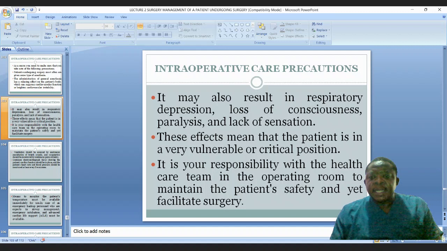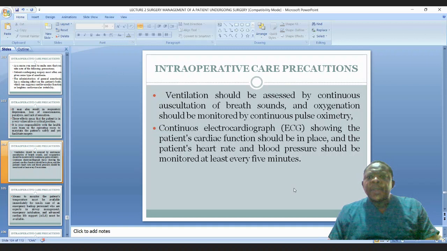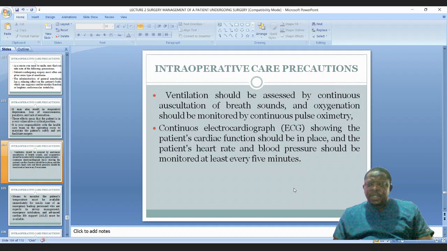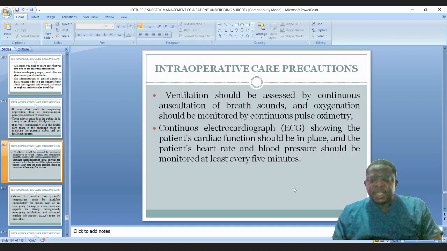So ventilation should be assessed by the nurse with continuous auscultation of breath sounds, and oxygenation should also be monitored. This is to ensure that vitals are continuously normal. Then continuous electrocardiography, that is the showing of the heart function, should be in place, and the nurse should look at the patient's heart rate and blood pressure so that they are within normal range. Any sudden increase in blood pressure may be a sign that the patient is in pain. So it's important for the nurse to note this.